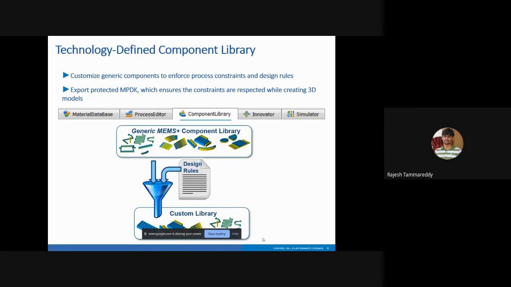then you go to the simulator tab. Here, the same model that you created in Innovator is available in the simulator. It will be updated there. So here you add different kinds of analysis to that particular model, run the simulations, and analyze the results. So that is the flow that happens here.